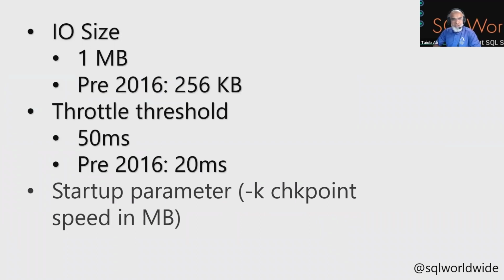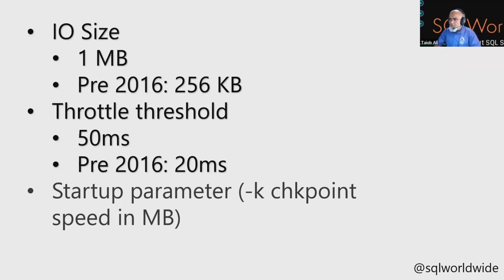A couple of things. The IO size when it writes the pages is 1 megabyte. Pre-2016 it was 256. Also, the checkpoint can throttle itself. There is some control about how quickly and how much it wants to write, and it is done automatically. It looks at the current IO performance, the queue, how long it is, and how long it's taking for the current IOs to perform. Pre-2016, if it was 20 milliseconds or more, it would throttle, and that number has been increased to 50 milliseconds in SQL Server 2016.